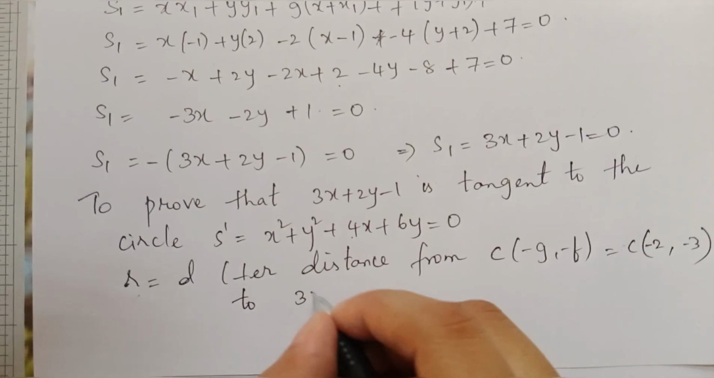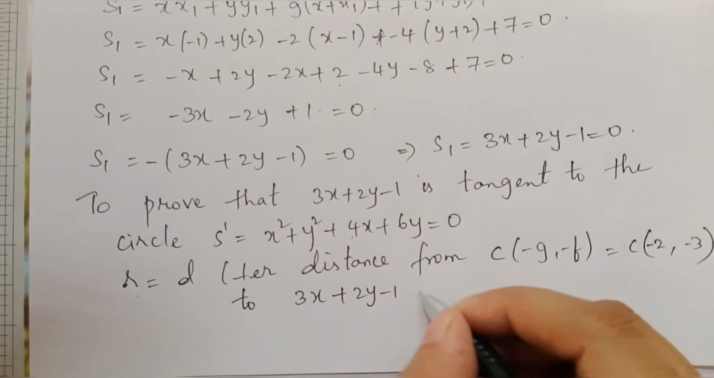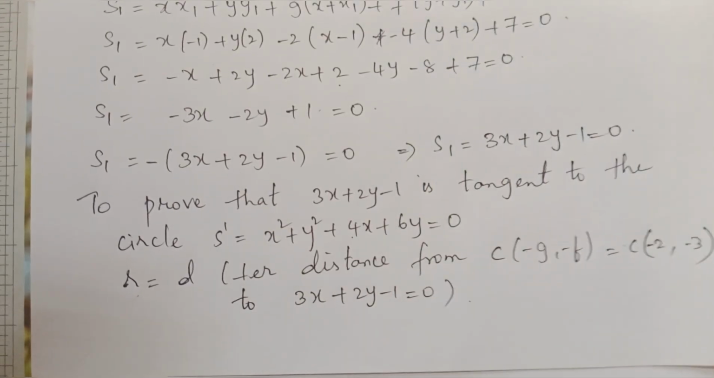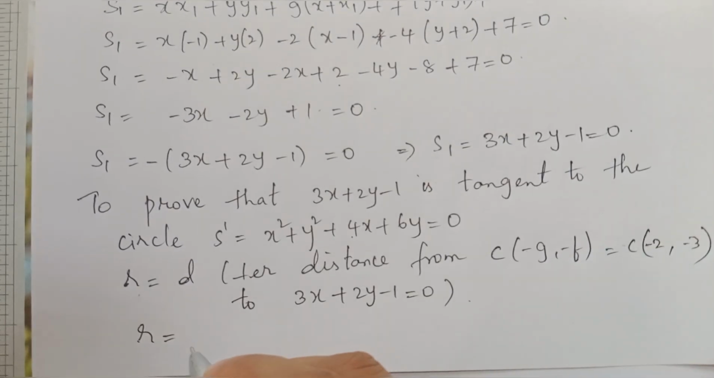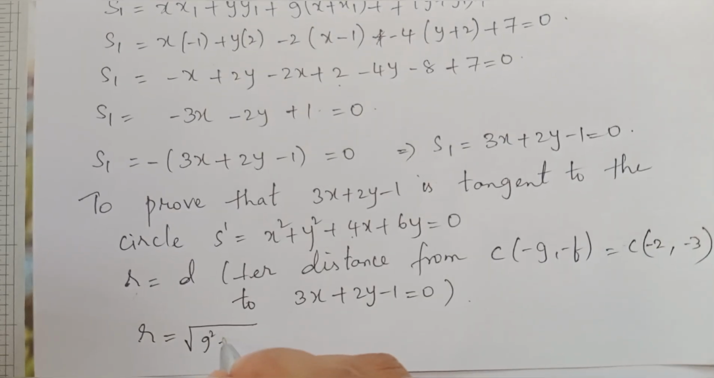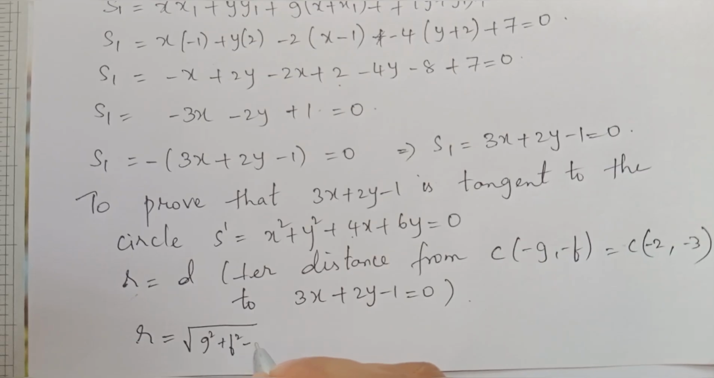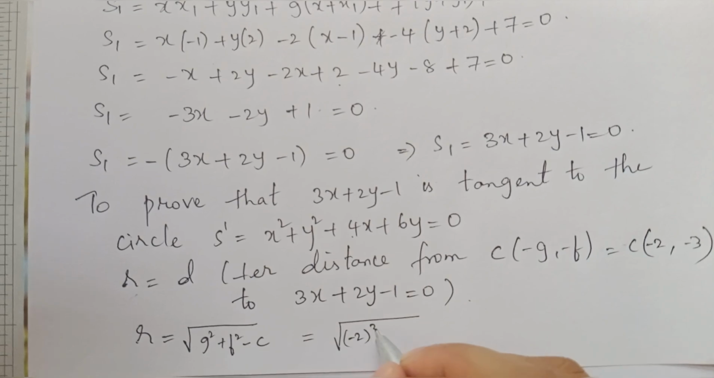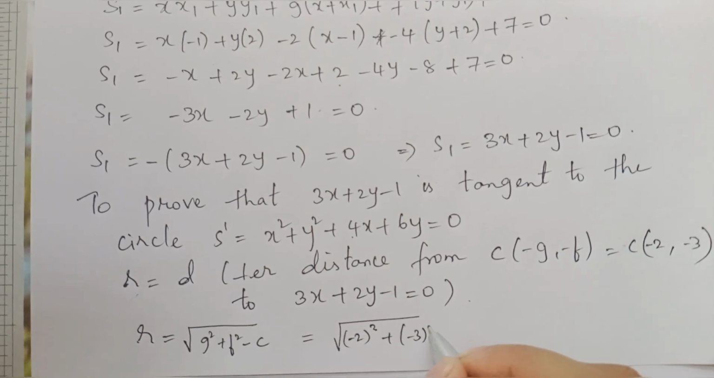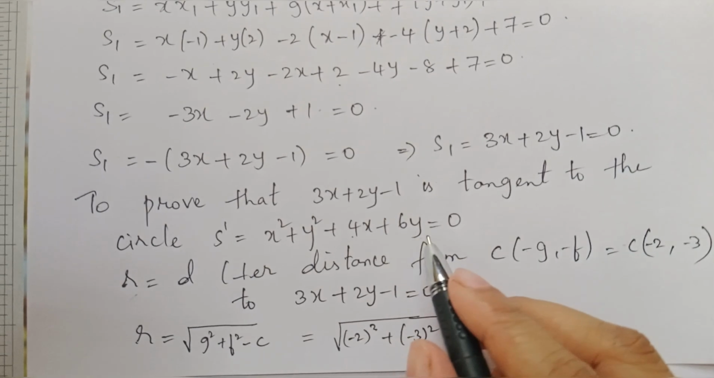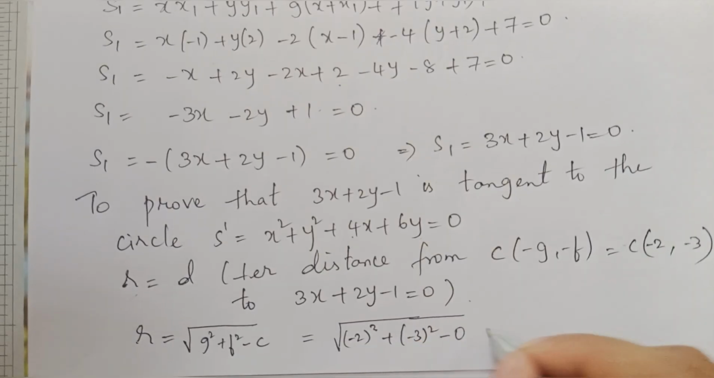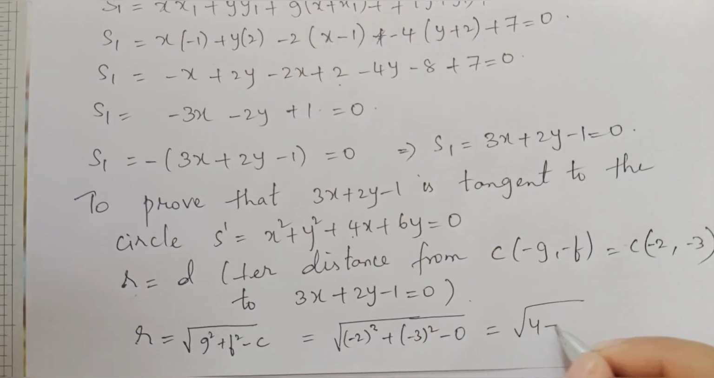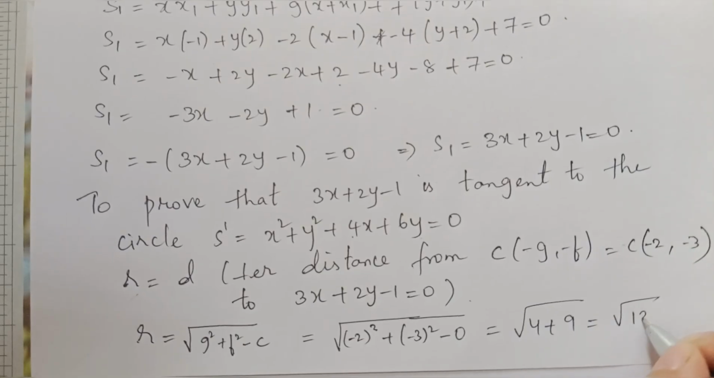To the tangent 3x + 2y - 1 = 0, we will find the radius. Radius r is equal to root of g² + f² - c. So this is root of (-2)² + (-3)². There is no constant term here, so c is 0. So 2² is 4, 3² is 9, so it is root 13. So we know that r will be equal to d, right?